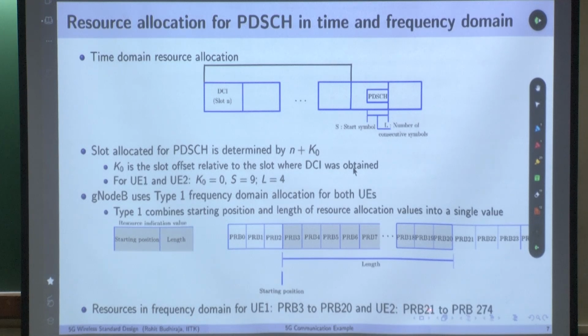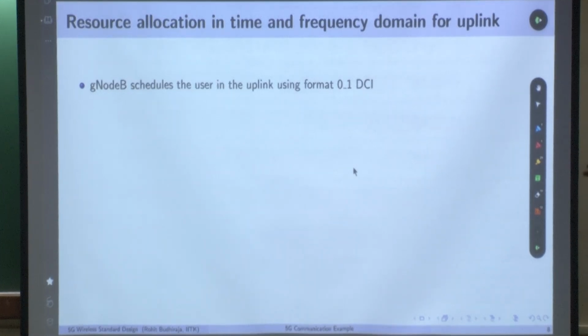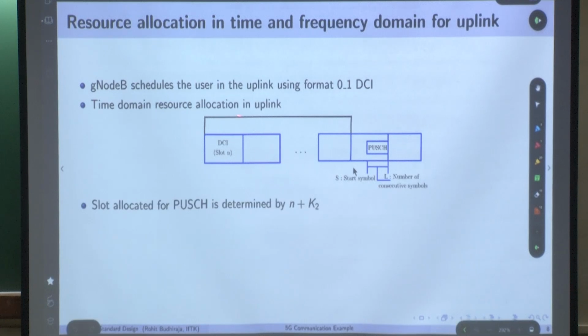And for UE2, it comes from PRB21 to PRB274, some other allocation. That will also be encoded here. Fine. And the gNB schedules the user in the uplink using DCI format 0_1. In the uplink, where should it send? The same DCI can be used for uplink scheduling also, and that is the format we will use. So time domain allocation in the uplink again, because uplink has to happen later. The base station is going to tell the user to schedule its uplink in this slot. The slot offset, again, is called K2. So the UE will schedule its data after K2 slots. If it is urgent data, K2 can also be 0. That's how it can be configured.